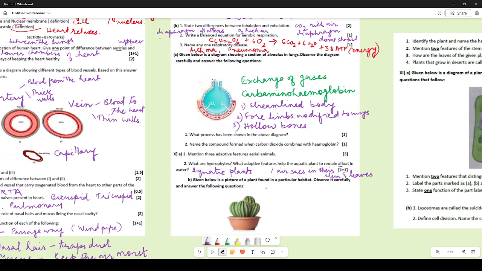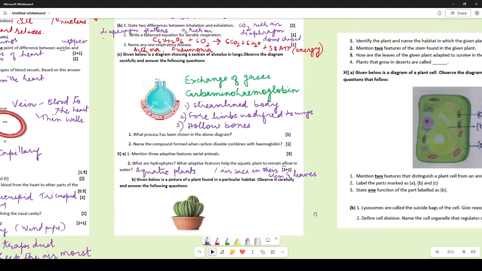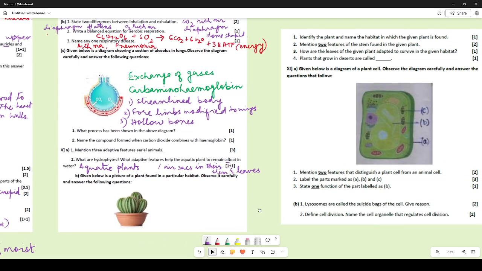Now the given is a picture found in a particular habitat. Now identify, what is the question related to it? Identify the plant and name the habitat in which this given plant is found. Easy to do so. What is the plant?